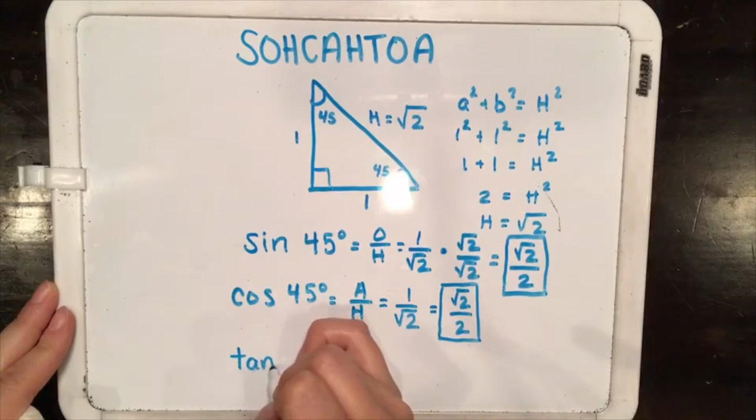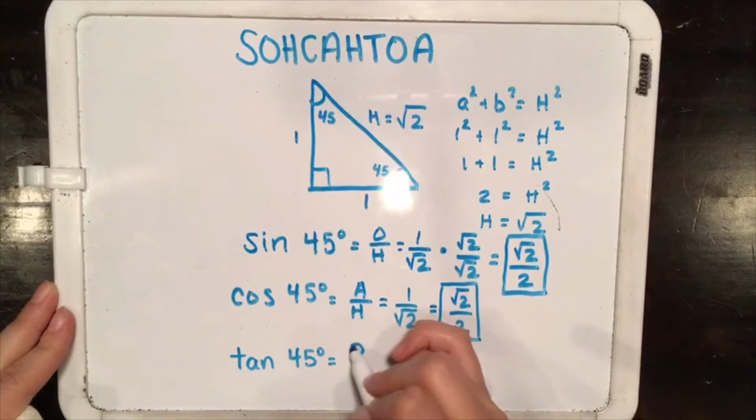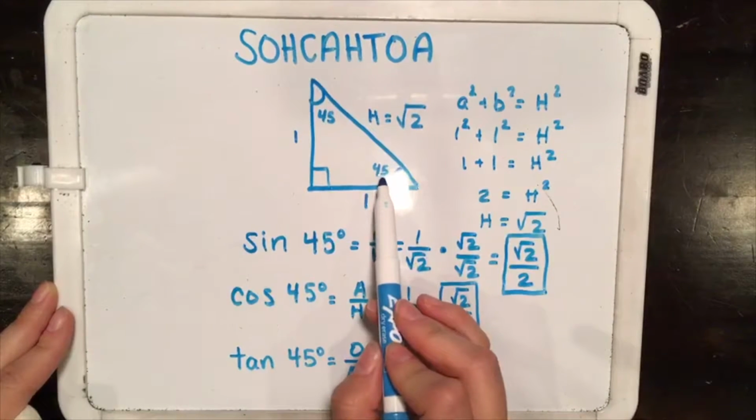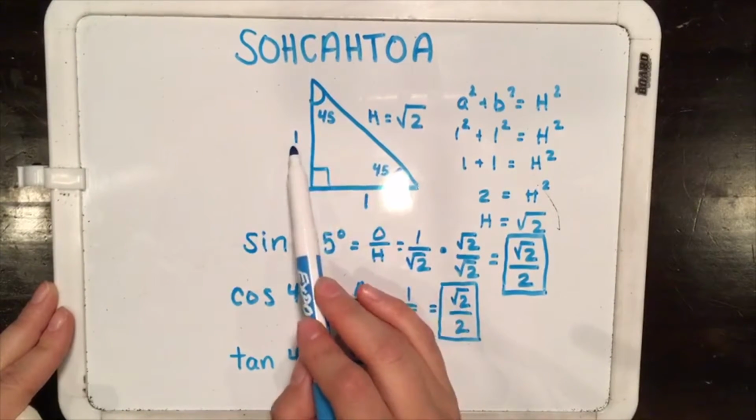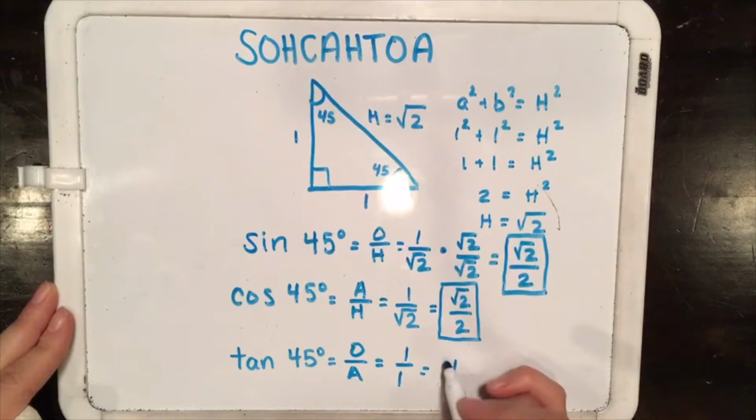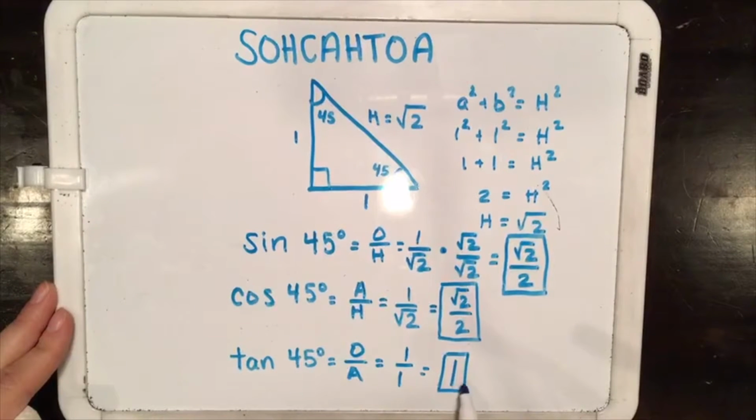Now let's do the last trig ratio. Tangent of 45 degrees is opposite over adjacent. If we're looking at this 45 degrees right here, opposite is 1, adjacent is 1, 1 over 1 equals 1. So the tangent of 45 degrees is simply 1. And all three values are very important because they are defined values for the angle 45 degrees. It will come in handy when you need to use the unit circle.